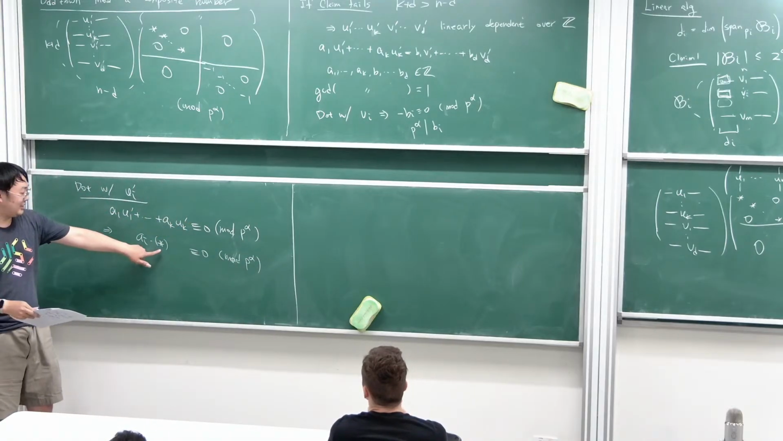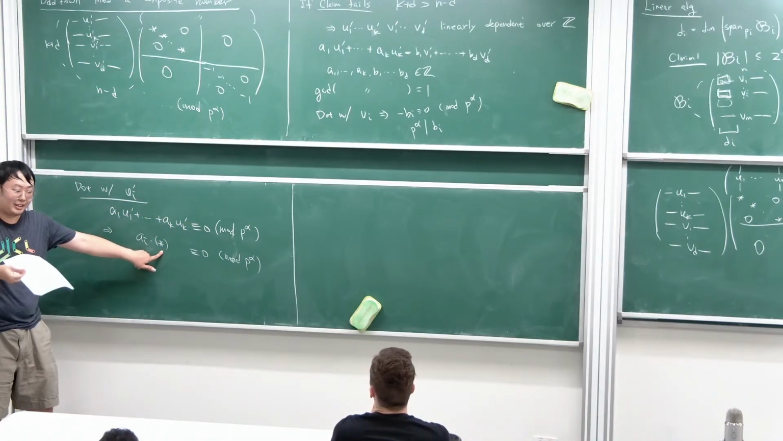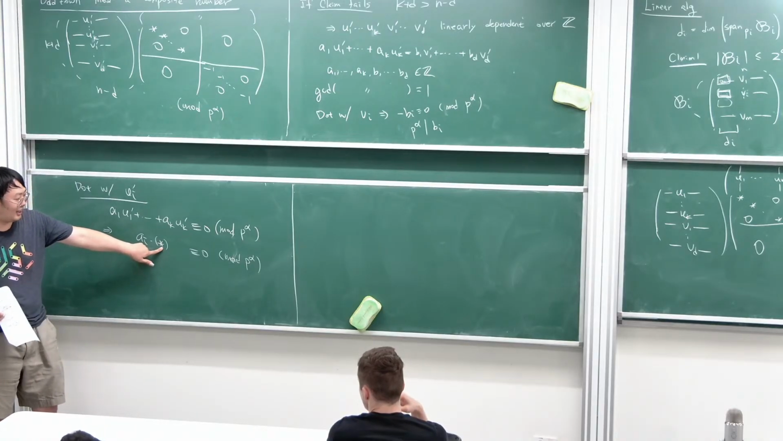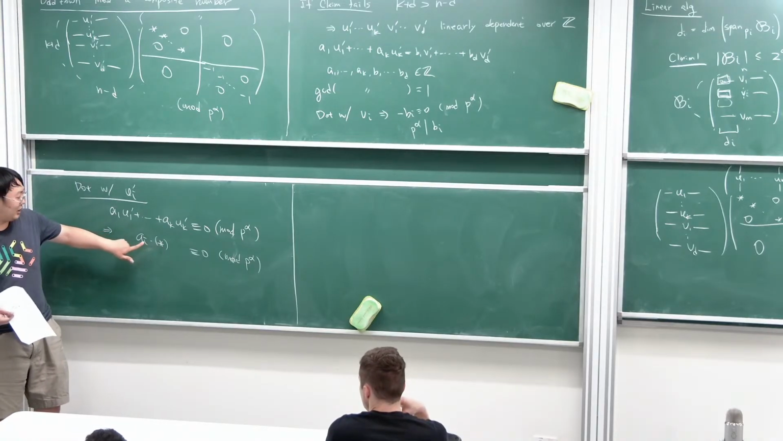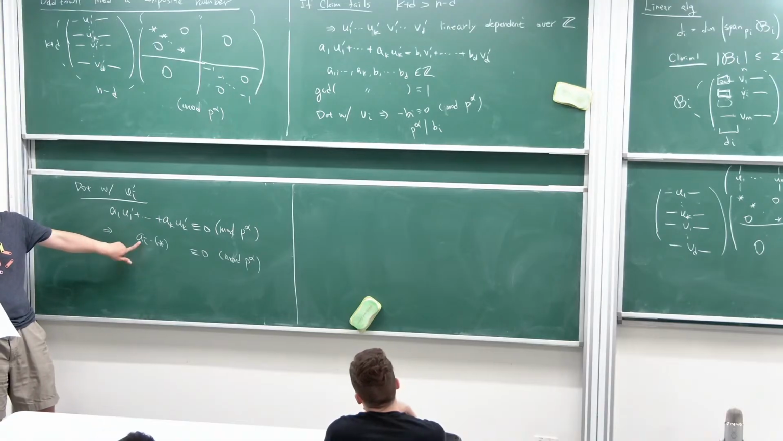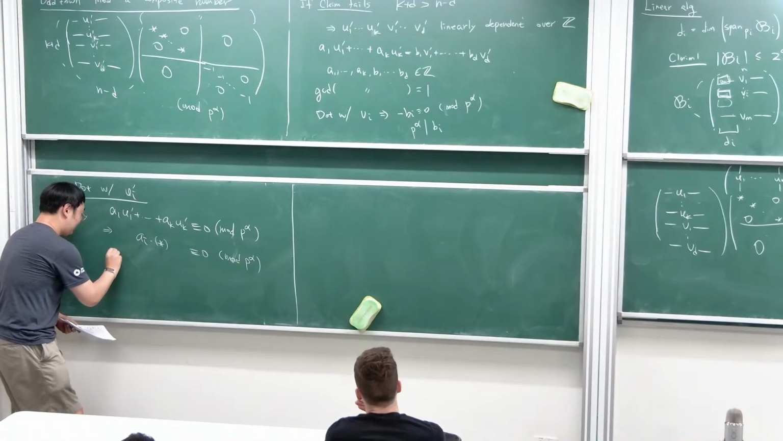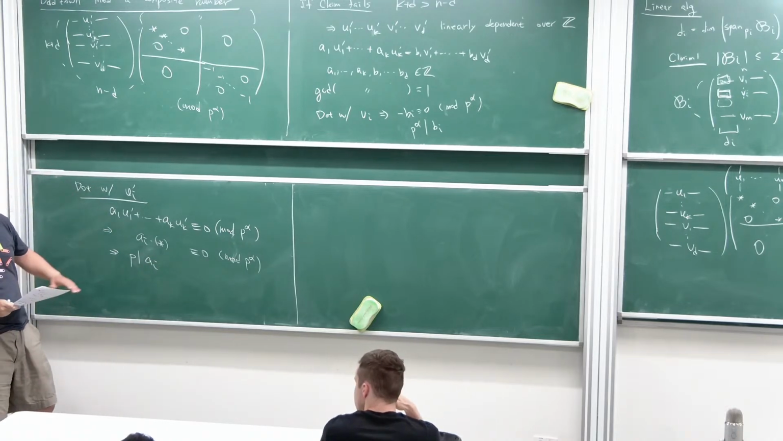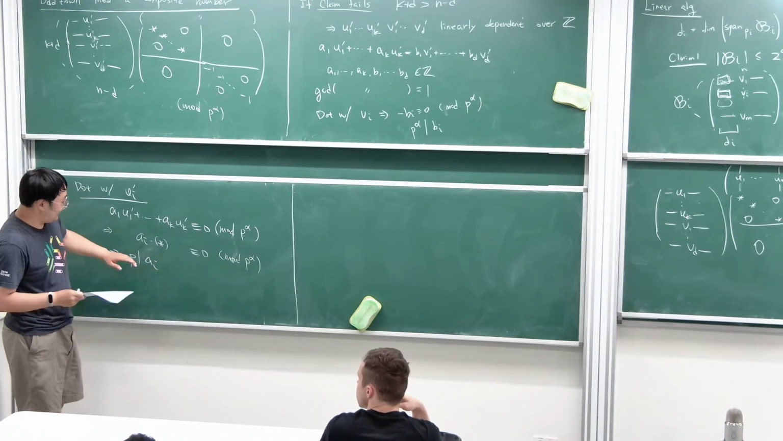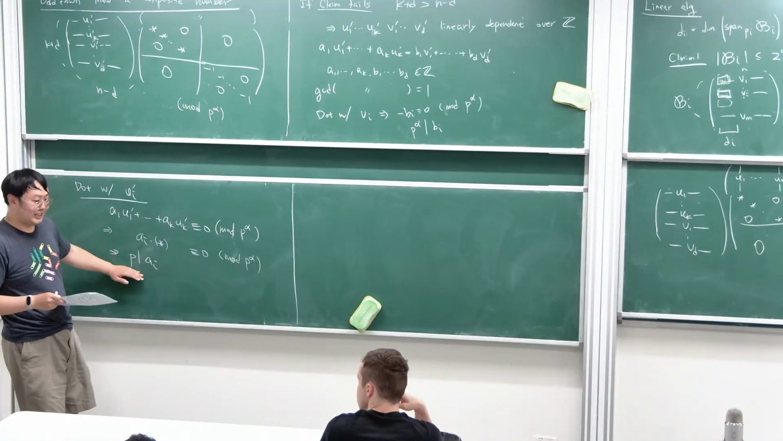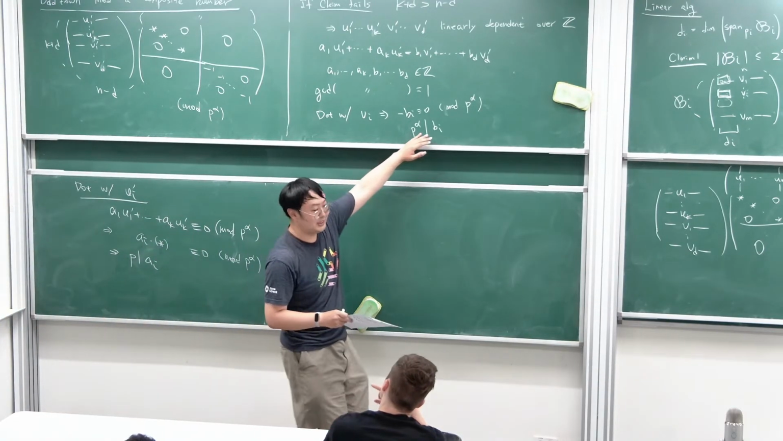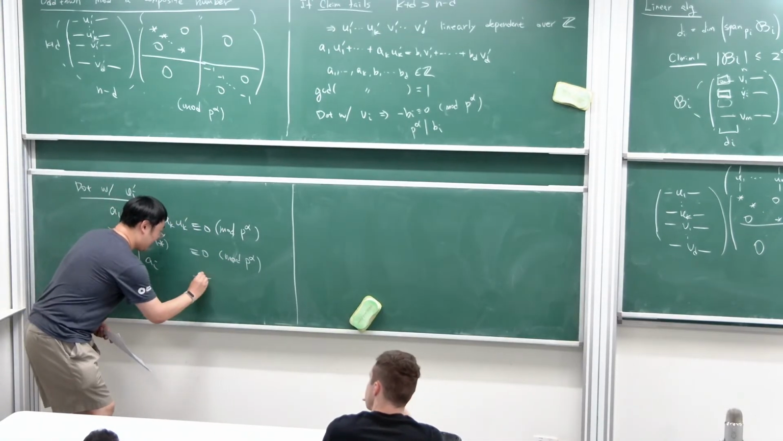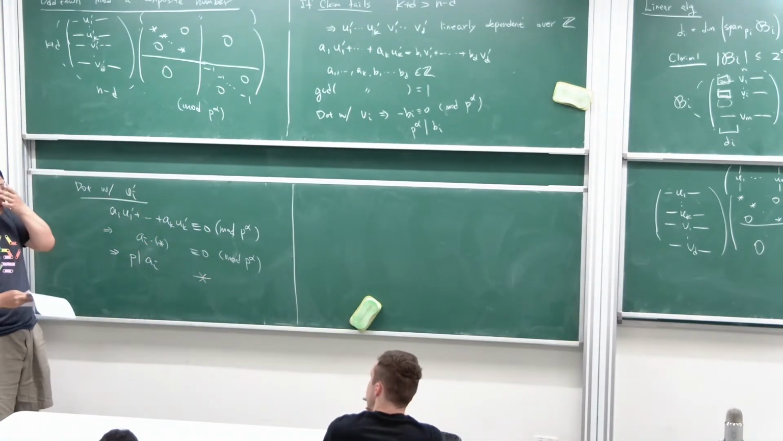But since this star is non-zero, it means that the number of prime factors of p inside this star is less than alpha. In particular, this a_i is divisible by p, just one copy of p. And so all the a's are divisible by p, and all the b's are divisible by p as well. So you get a contradiction. So that's kind of how you play with this prime power.